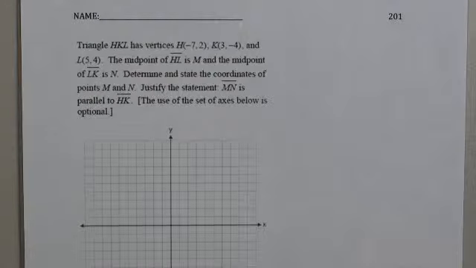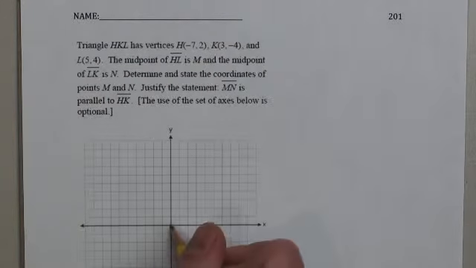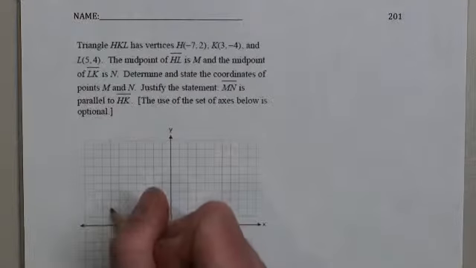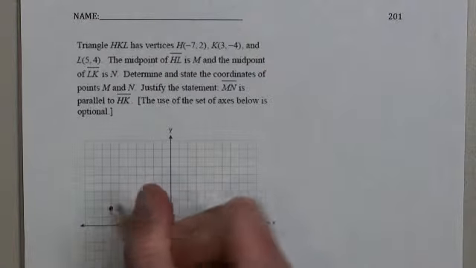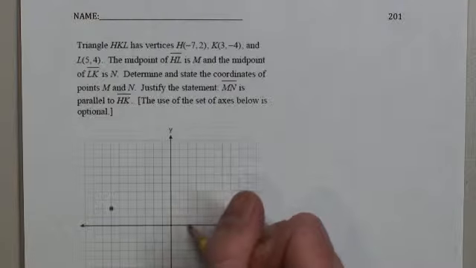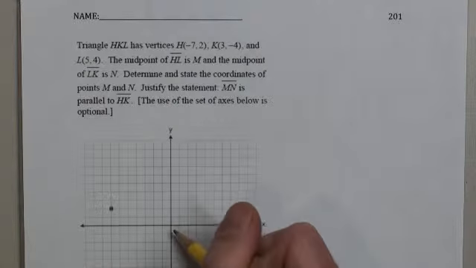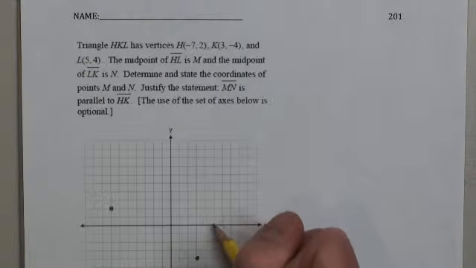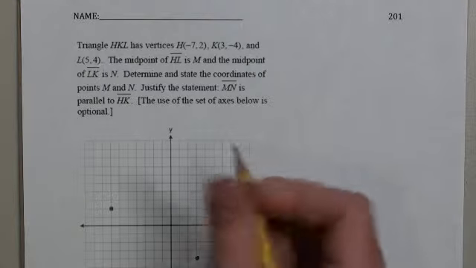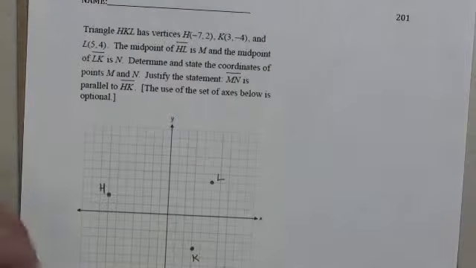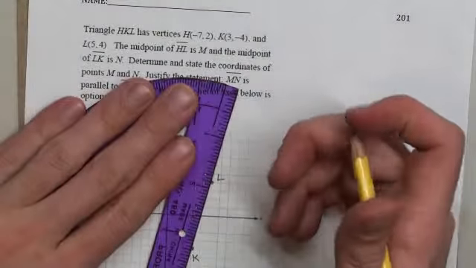Triangle HKL has vertices. H is negative 7, 2. K is 3, negative 4. And L is 5, 4. So that's H, K, L. We got to connect those dots.